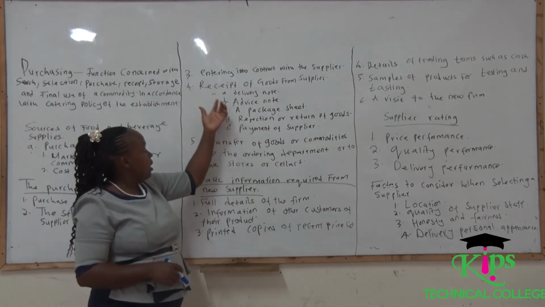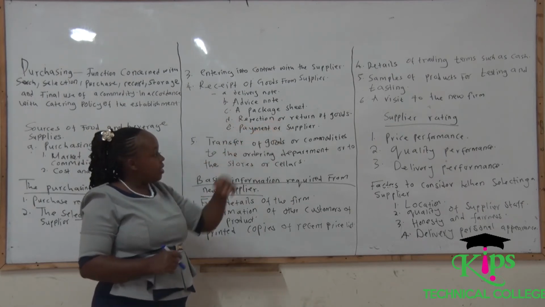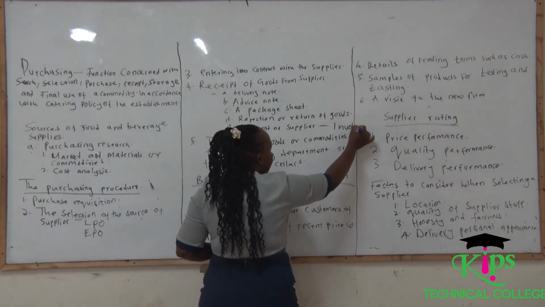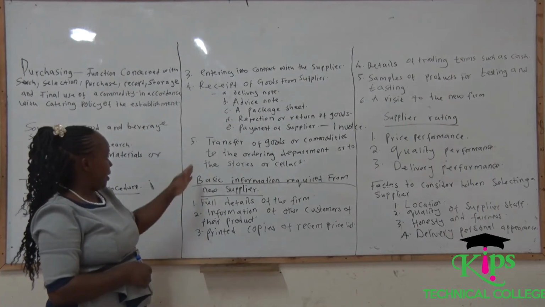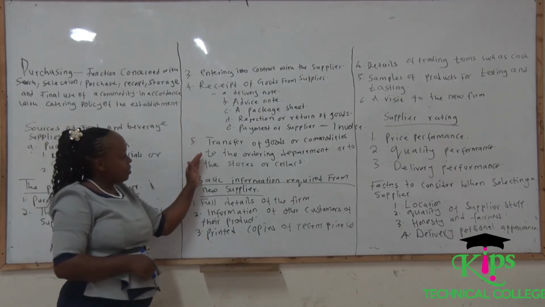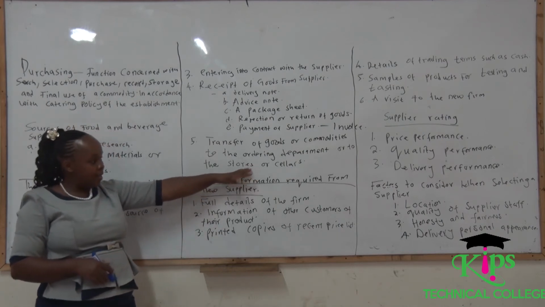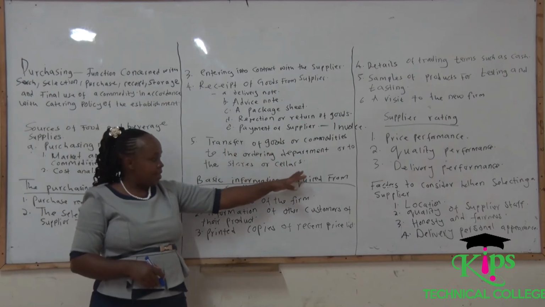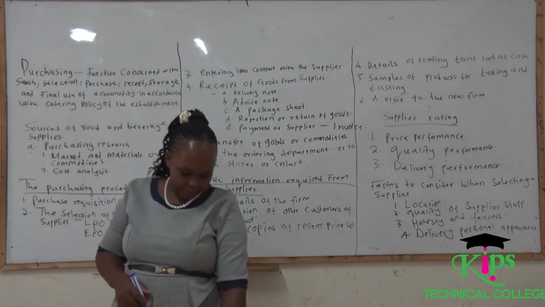Then, in step 4 is where the payment of supply comes in. Here we have another document, which is the invoice. You will invoice the supplier so that the supplier can be paid. Number 5, there is transfer of goods to the ordering department, or to the cellar or the stores. Stores is where the dry goods are kept, cellar where the drinks are kept. Now that is the purchasing procedure.